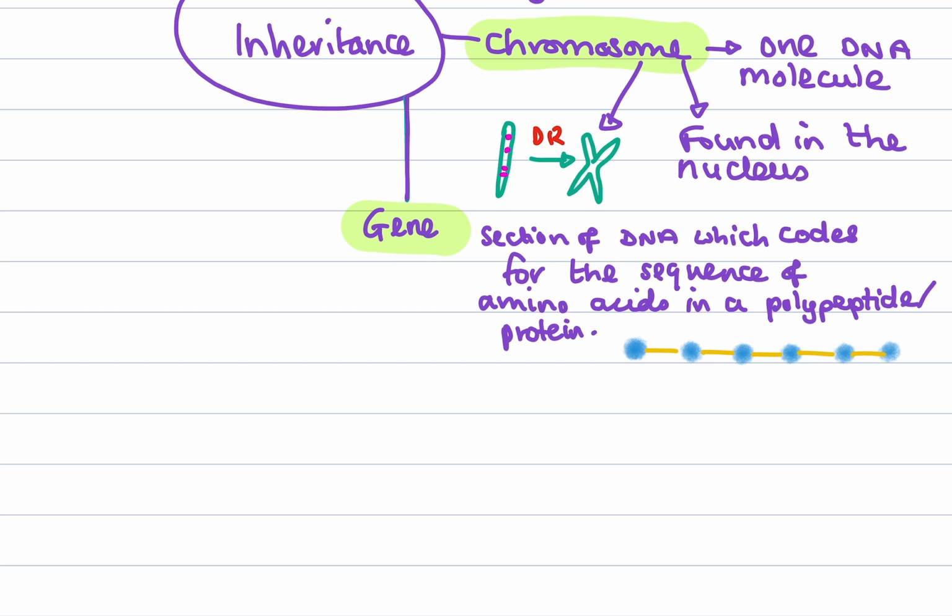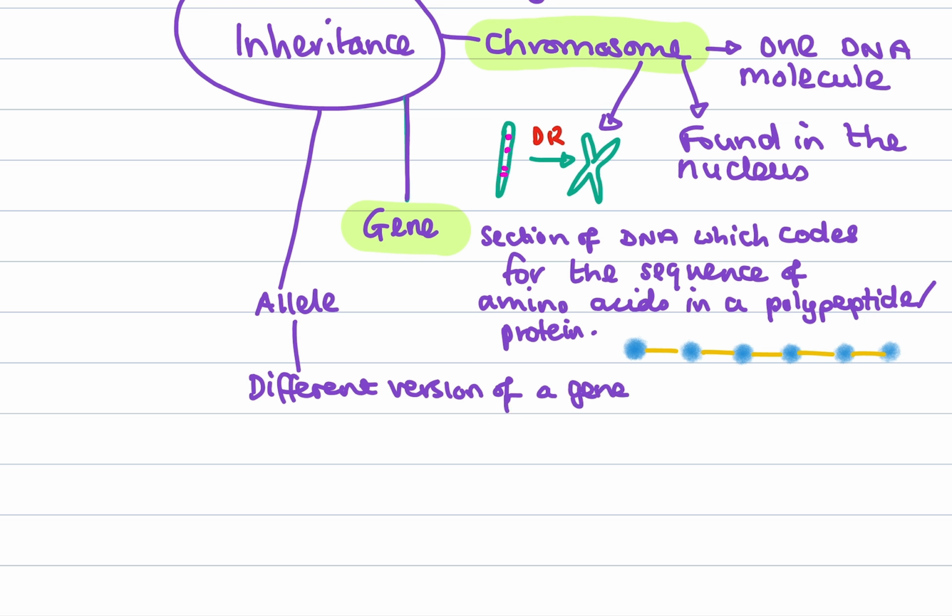Next keyword, allele. Alleles are different versions of a gene. A slightly different variation of this definition: alternative version of a gene. Both are correct. Most genes have two alleles. In lessons, you may have talked about the gene for eye colour and the different alleles of blue or brown.